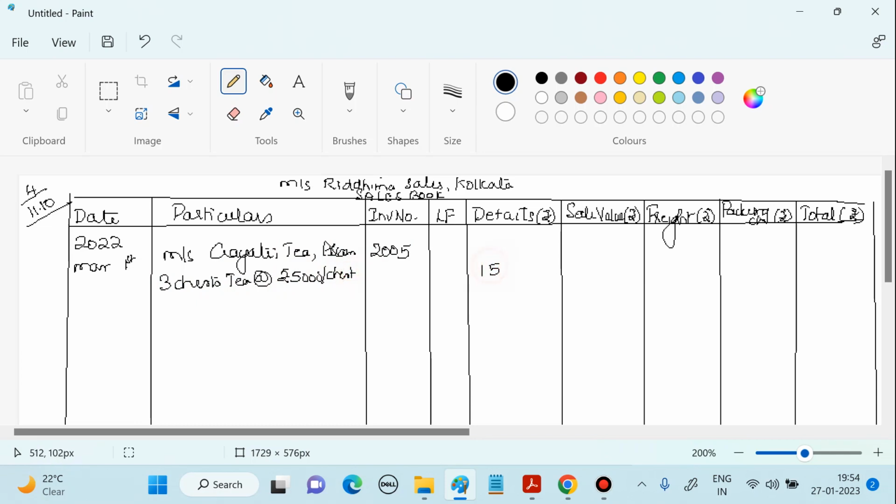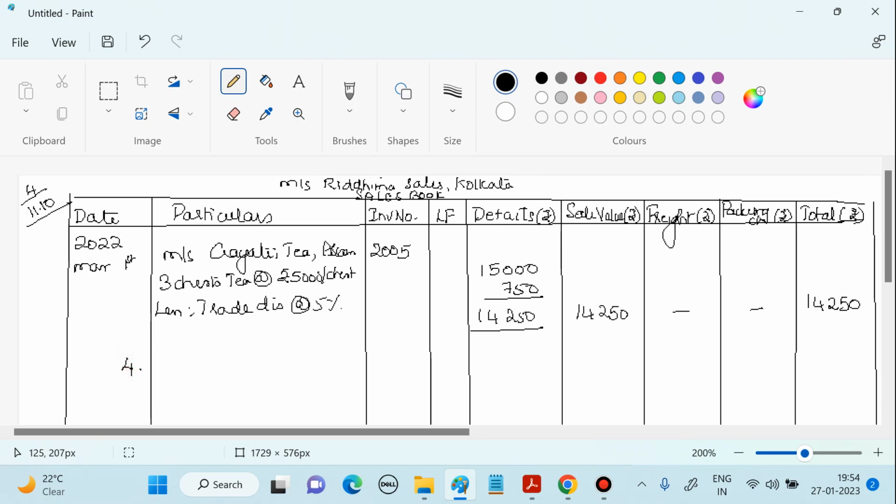It will be 15,000. Less trade discount at the rate of 5%. 10% is 1,500. So 750. So it comes to 14,250. So this is the sale value. We'll write it here. There is no expenses in this transaction. So total to be posted to Gayatri T Assam would be 14,250. Clear? Yes, ma'am.